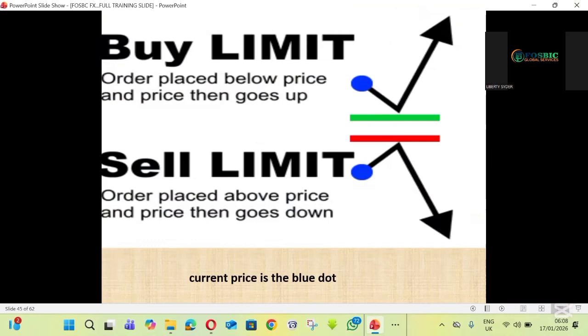Now look at what we mean by limit order. If you look at this diagram here, the first one is buy limit. I told you we have two types of limit orders, buy limit and sell limit. Buy limit is an order placed below price, and price then goes up. You see this blue circle? This blue circle is where the order starts. Now, the green line is where you want to place your order. The market starts falling from this blue circle, then you come down to this green line to place your buy limit.